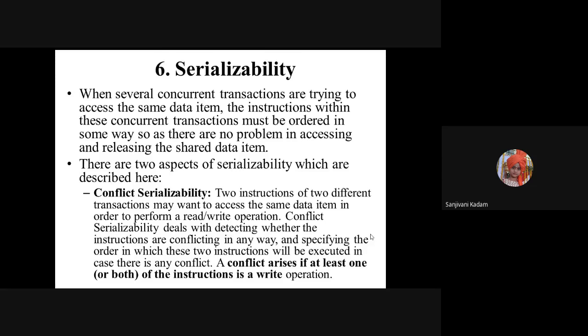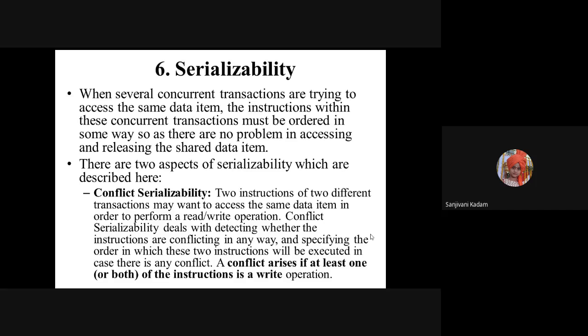So here there should not be any problem in reading the data and releasing the data item. At this point, only a single transaction at a time should be able to access that item and perform the changes, and those changes should be visible to the other transactions. Okay, so there are two aspects of serializability.